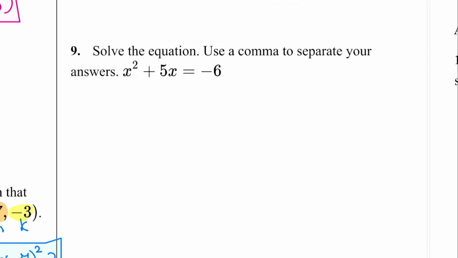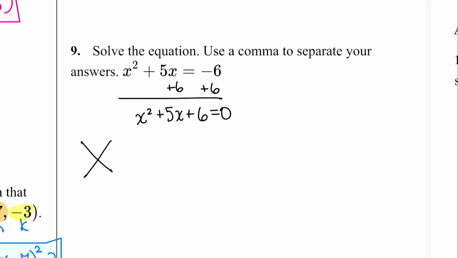Solve the equation and use a comma to separate your answers. So we have to go ahead and set this equal to 0. We're going to get x squared plus 5x plus 6 equals 0. And we're going to play the x game. We have to look at the number here and say what factors of 6 will also add to 5.